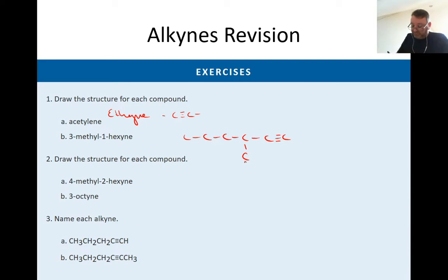Done. So I'm going to leave you with the rest of these in question 2. But I'm going to do the last part of question 3. Name each alkyne. 1, 2, 3, 4, 5. Now, I think it's best to draw this.